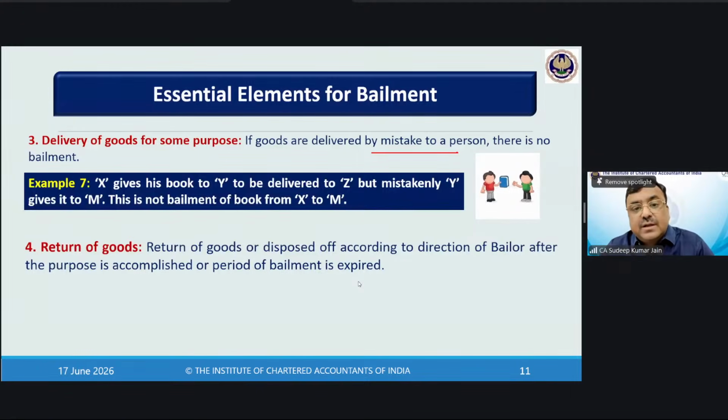Return of goods, when purpose is accomplished, the return of goods or disposal according to the direction of the bailor. When the purpose is accomplished for which it was given, or the period for which it was given has expired, the goods should be returned to the bailor or disposed of according to his order or his direction. Please read.